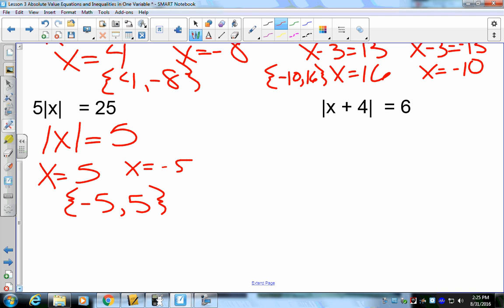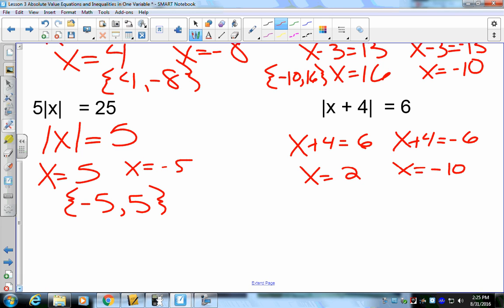All right, my next one, there's nothing to isolate. I just have the absolute value of x plus 4 equals 6. So x plus 4 equals 6. X plus 4 equals negative 6. So x is equal to 2, and x is equal to negative 10.